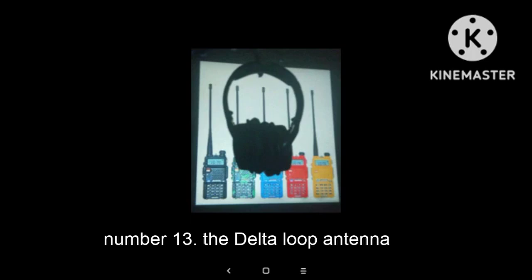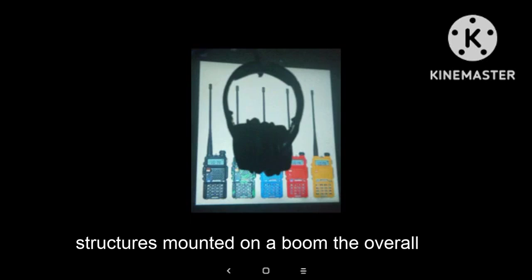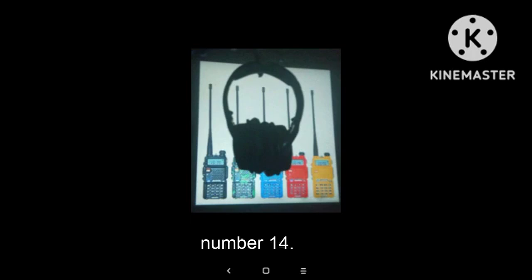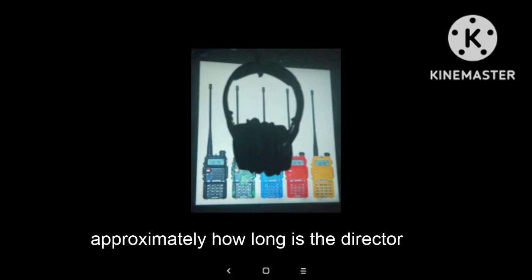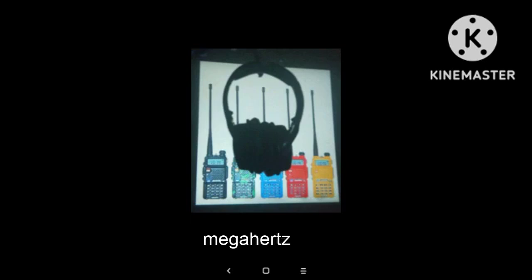Number 13. The delta loop antenna consists of 2 or more triangular structures mounted on a boom. The overall length of the driven element is approximately 1 wavelength. Number 14. Approximately how long is the director element of a Yagi antenna for 21.1 megahertz? 6.4 meters or 21 feet.